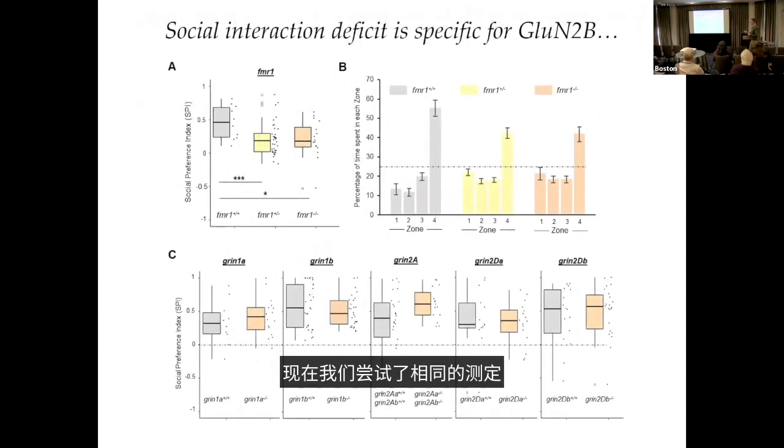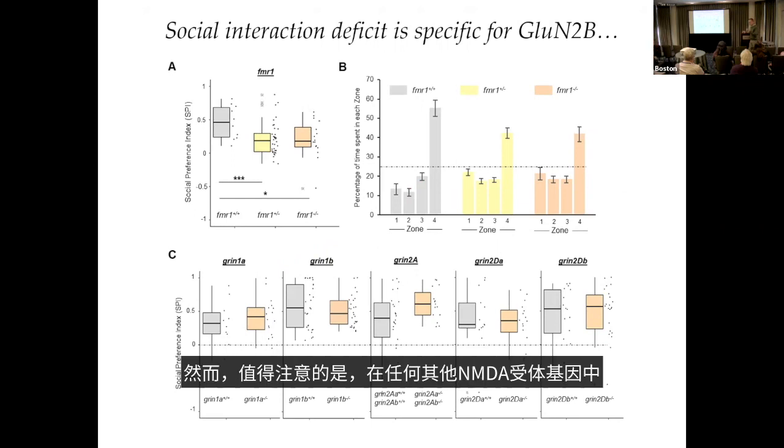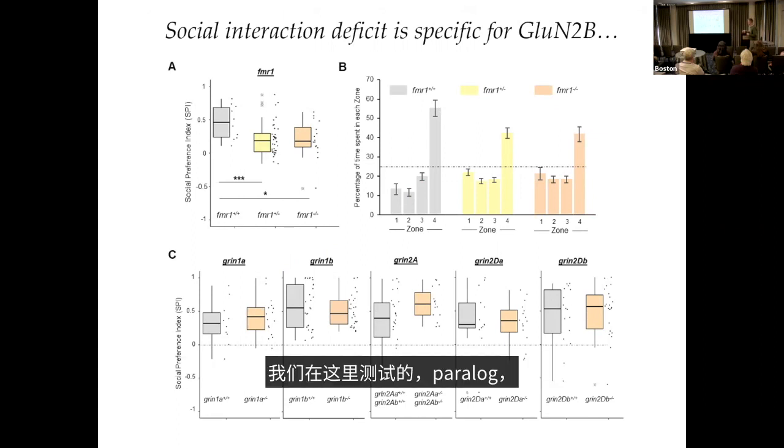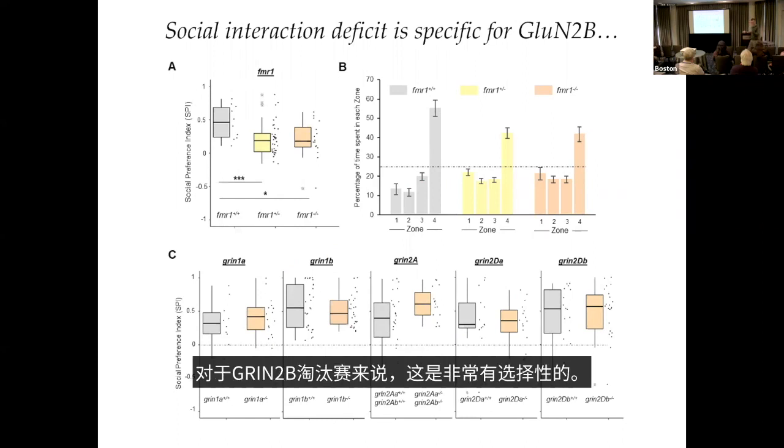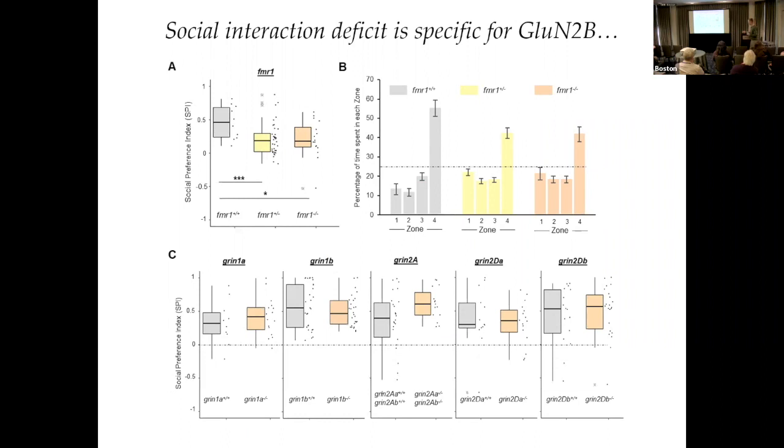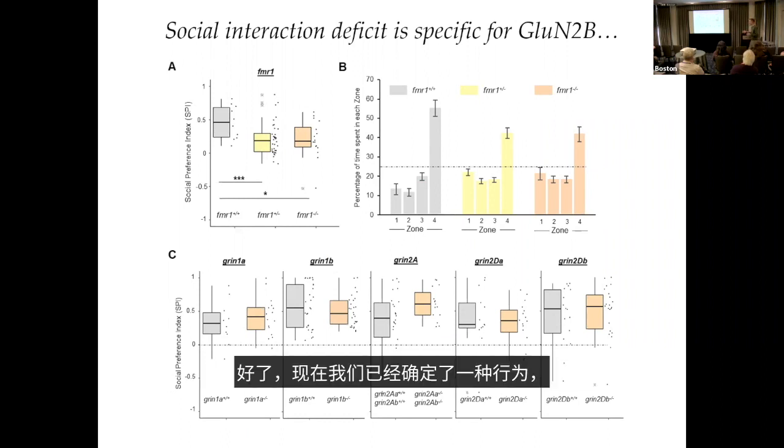Now, we tried this same assay with another high-risk gene in autism, FMR1. There also we see a social deficit. Notably, however, in any of the other NMDA receptor genes that we tested here, the paralogs, none of them show this social preference deficit. It's very highly selective for GRIN2B knockout. Okay, so now we've identified a behavior.